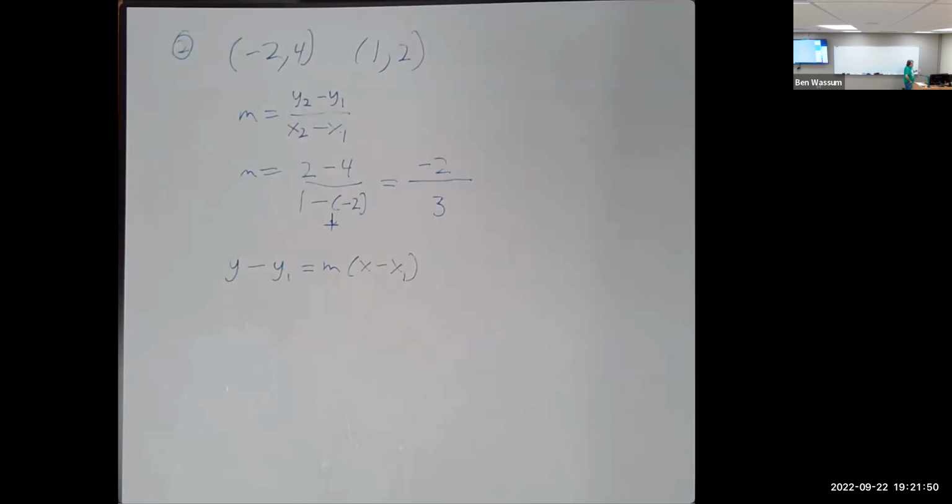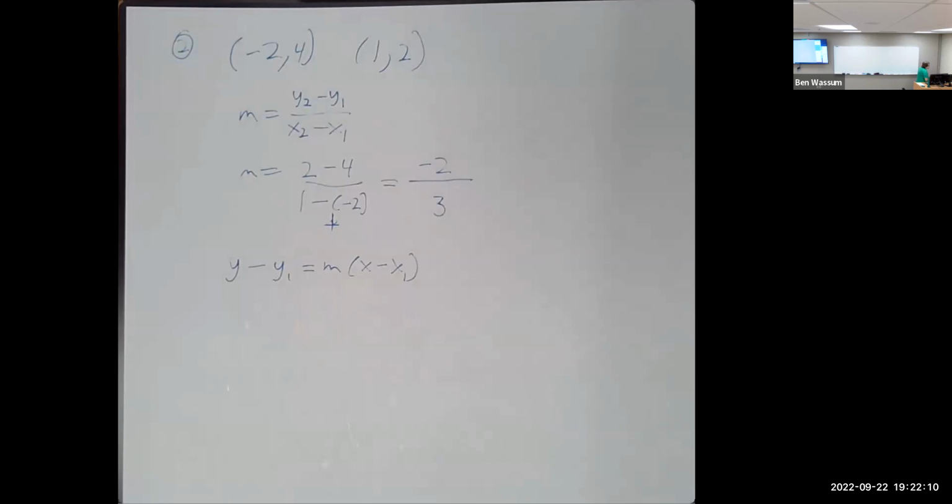But you might say, Ben, which point do I use? The nice thing is that it doesn't matter. You can pick literally any point along the line and you will end up with the same formula. I could plug in this one as my x and y. I could plug in this one as my x and y. It will work out exactly the same. Now, that's not to say that I won't want to pick one over the other.